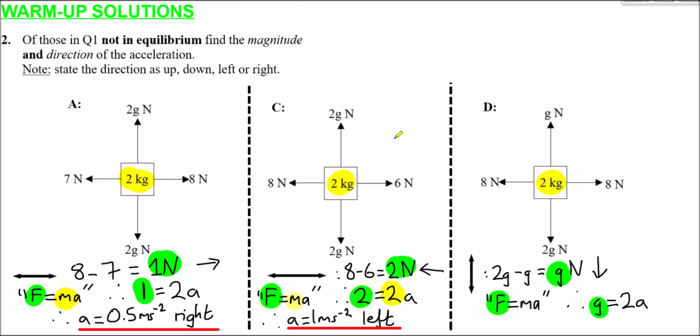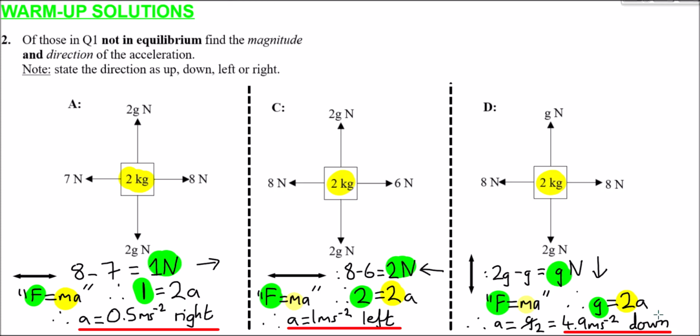And again, just highlighting that the mass is 2. So therefore, the acceleration acting downwards, a, is g over 2. g is 9.8, so half of 9.8 gives us 4.9 meters per second squared acting down. And that's all we need to do for question 2.